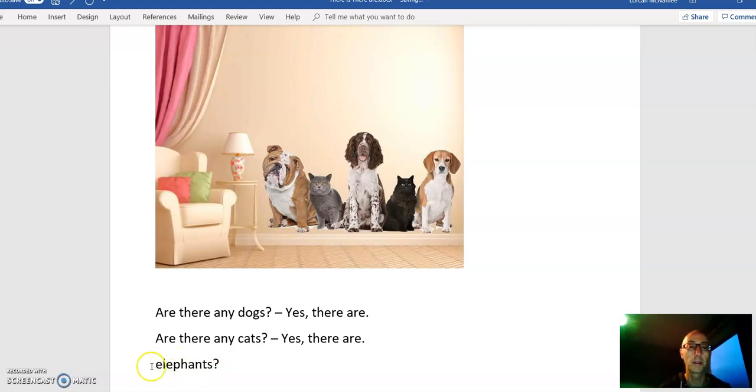Okay, different one here. Elephants. So it's still more than one. So we have to make the same question. Are there any elephants? The answer is different here. Are there any elephants in this picture? No. So let's make a negative answer. What's the negative answer? Yes, there are. No, there aren't. Exactly.